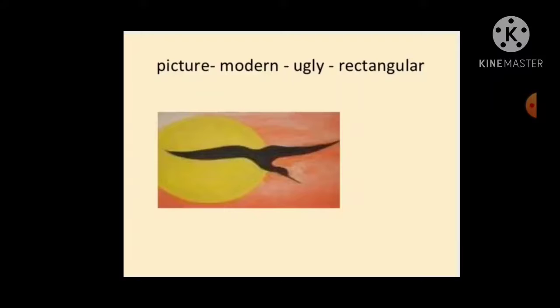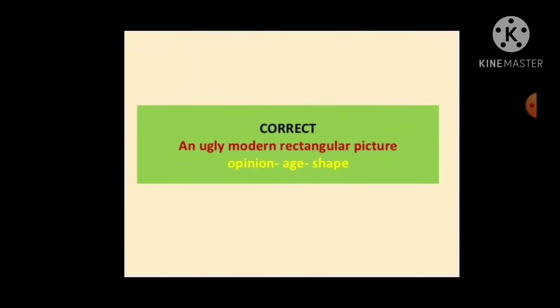Next, picture, modern, ugly, rectangular. So, what is the noun here? Picture. Modern, ugly, rectangular are the different types of adjectives we are going to use in different order. And let us see the answer. An ugly, modern, rectangular picture. So, what is ugly? Opinion. What is modern? Age. And what is about rectangle? So, rectangular is shape here. We are following the stipulated order here in every example.